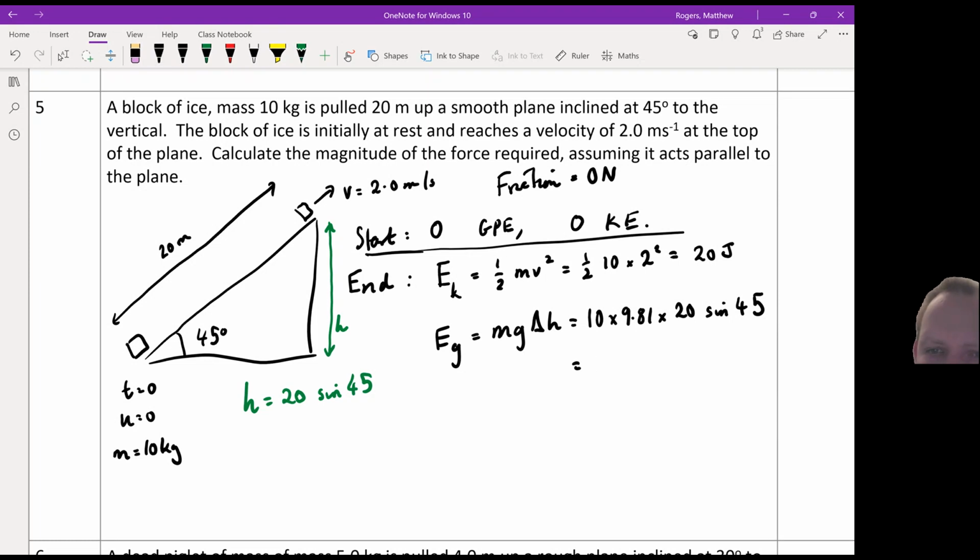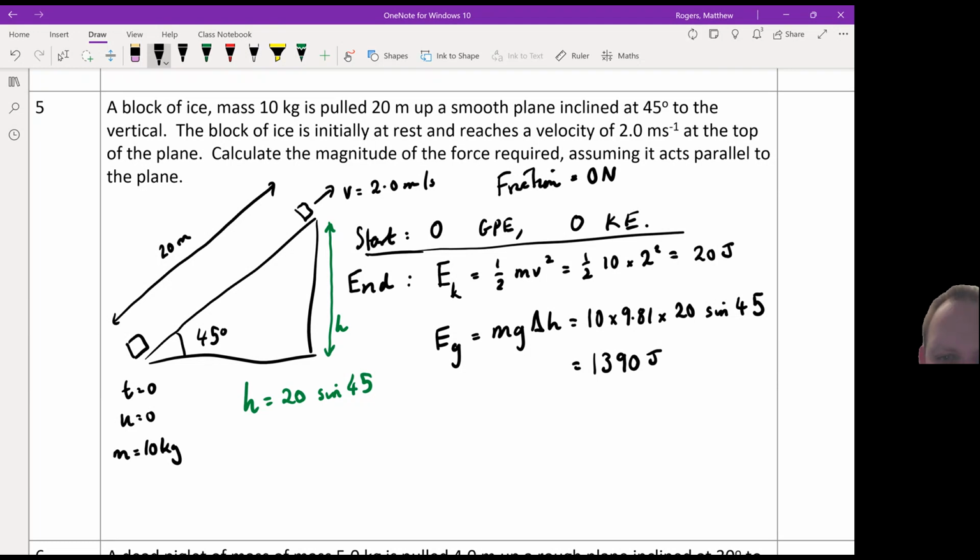Well, I suppose we should be careful with significant figures. So the value that I had at the start for half mv squared was relatively small. So let's keep it to 3 significant figures. I'm going to say 1,390. I'm going to write this value down.